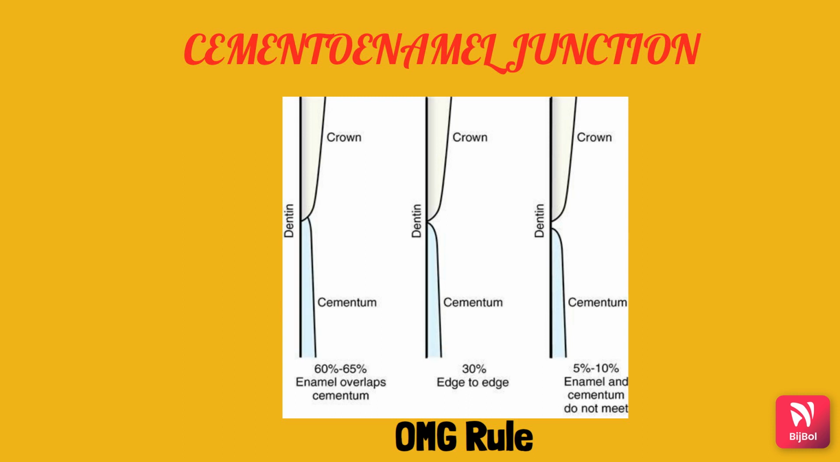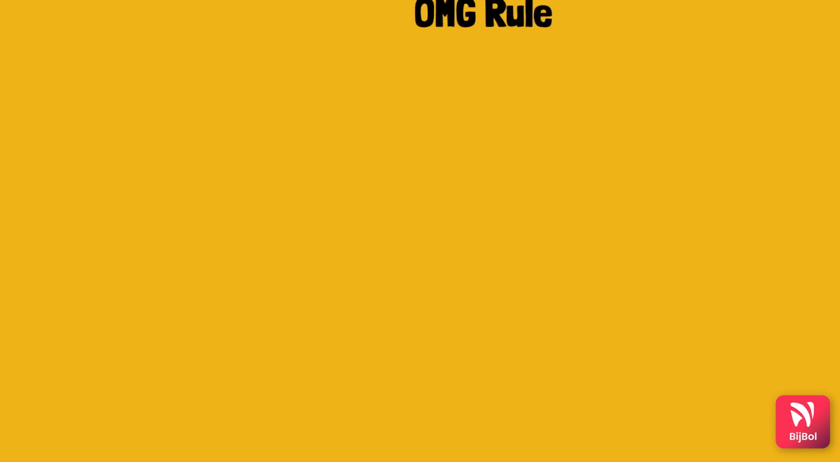Another important thing is the third variety in the OMG rule, the last variety, which is the gap in between the enamel and the cementum. In this case, if a gingival recession takes place, if the gingiva migrates apically, since there is no junction between the cementum and the enamel, this place where the gap is present will be directly exposing the dentin to the oral cavity. Therefore, again the hypersensitivity will be seen.